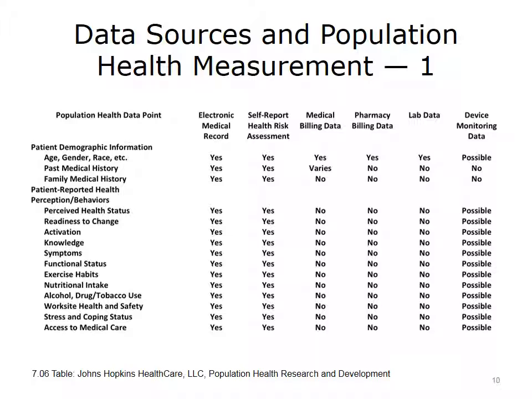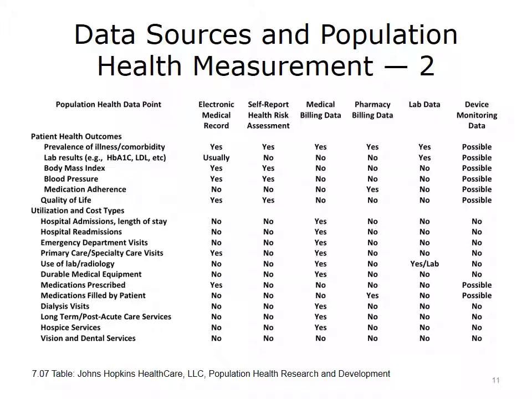Note that the medical and pharmacy billing data don't provide all the population health data points that can be collected from patient-reported health behaviors. So combining electronic medical record data with claims and billing data is important. At times, we have patients using wearable devices or using some sort of remote patient monitoring. Though it's not usually possible to get past family medical history or past medical history from these devices, it is possible, if incorporated into the device, to get patient-reported health perceptions and behaviors. And we can incorporate that into the set of data that we're collecting.